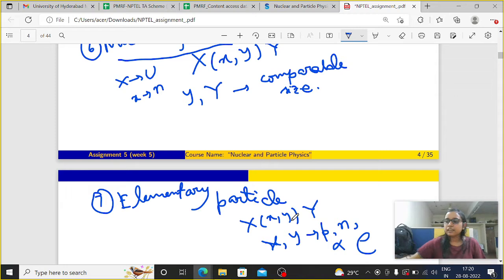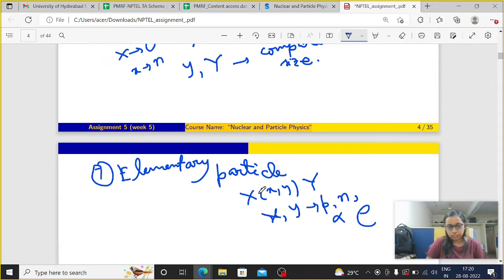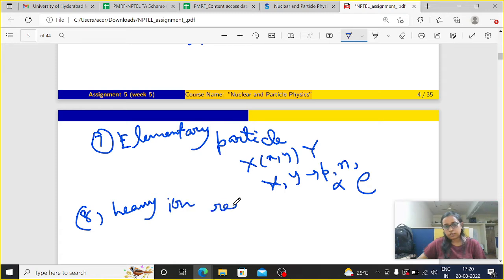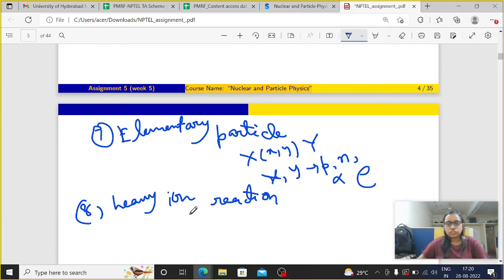And then heavy ion reaction. So heavy ion reaction means what? What is basically a heavy ion reaction? I am talking about one example, so that it will be very good for all of you. Let's see that type of example.